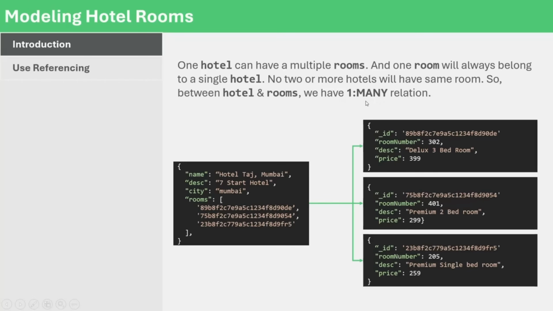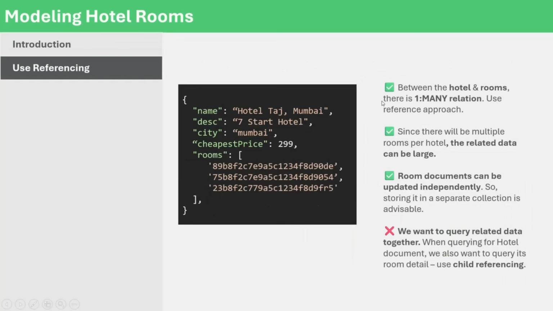And there are also other reasons for that. First of all, since we have a one-to-many relationship, for establishing a relation between the hotel and rooms, we are going to use the reference approach. Also, since there will be multiple rooms per hotel, the related data can be large.